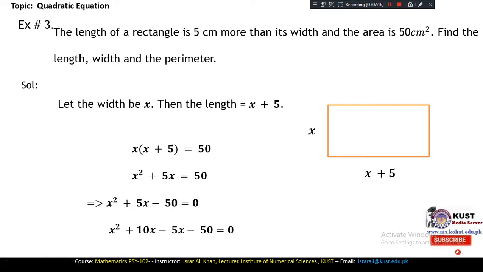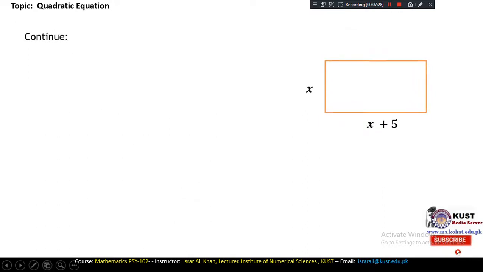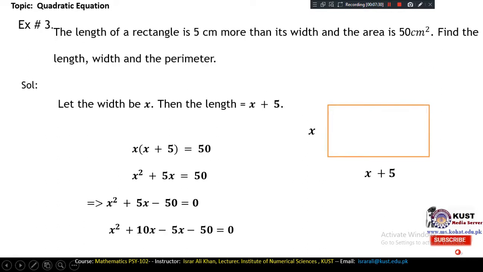We can solve it either by the quadratic formula or factorization. Here we are using the factorization technique. So we find the two multiplicative factors of 50, that is 10 and 5, the subtraction of which gives us 5.